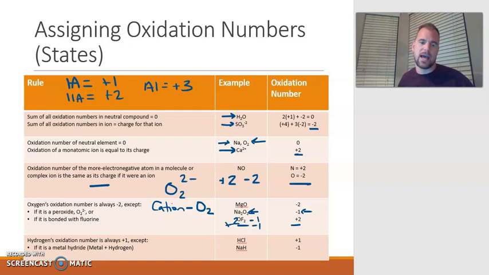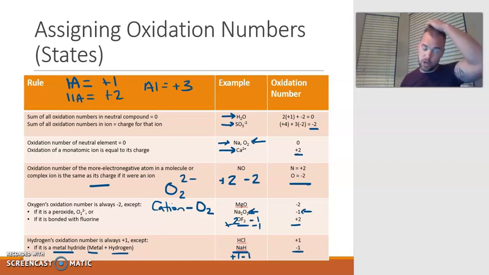The final rule is hydrogen. Hydrogen's oxidation number is always +1, except if it's a metal hydride. How do you know it's a metal hydride? Because it's a metal bonded to hydrogen, and then that's it. So hydrogen will always be +1 unless it's like, for example, NaH. Well, that's a metal hydride. Sodium always gets to be +1. So what then is the oxidation number for hydrogen here in order for it to equal 0? Must be -1. So that's an exception there.